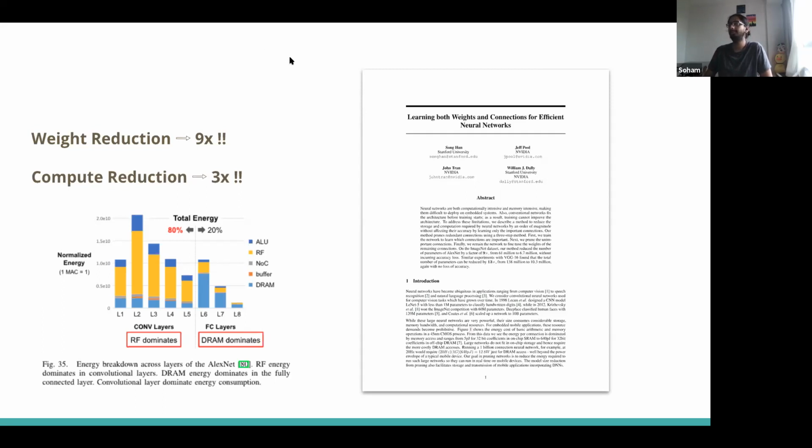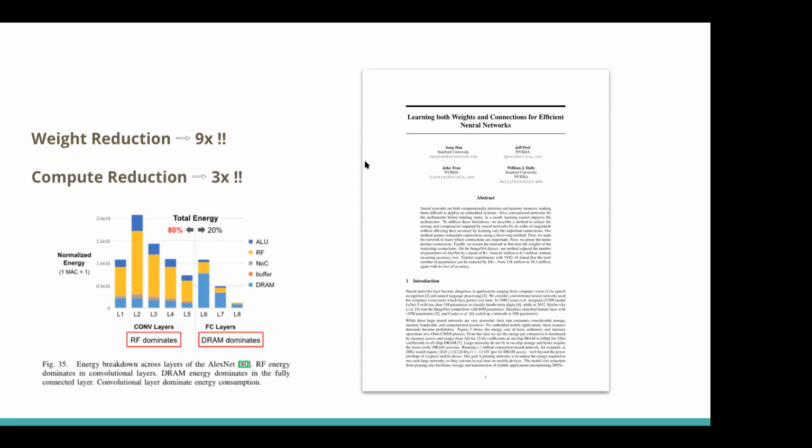Are there any other questions? Yeah, we have one last question here. What current real-time application utilizes pruning?